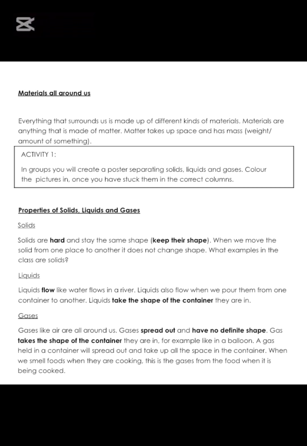Gases. Gases like air are all around us. Gases spread out and have no definite shape. Gas takes the shape of the container they are in. For example, like in a balloon, a gas held in a container will spread out and take up the space of the container. When we smell foods when they are cooking, this is the gases from the food when it is being cooked.